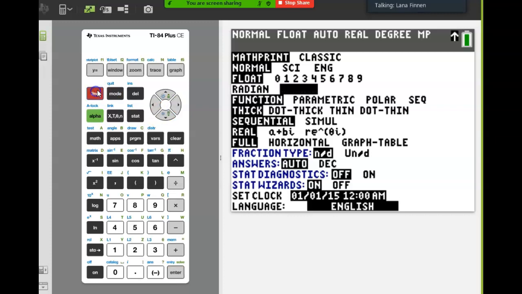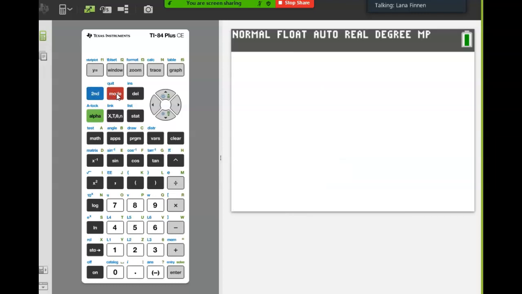If you're using anything else, you're going to have to figure out how to make sure that you're in degree mode, because everything is different. If you can't figure it out, let me know. I can help you figure it out.